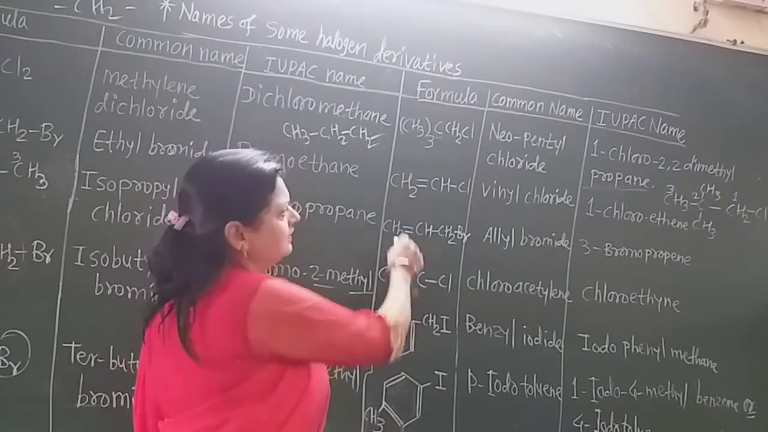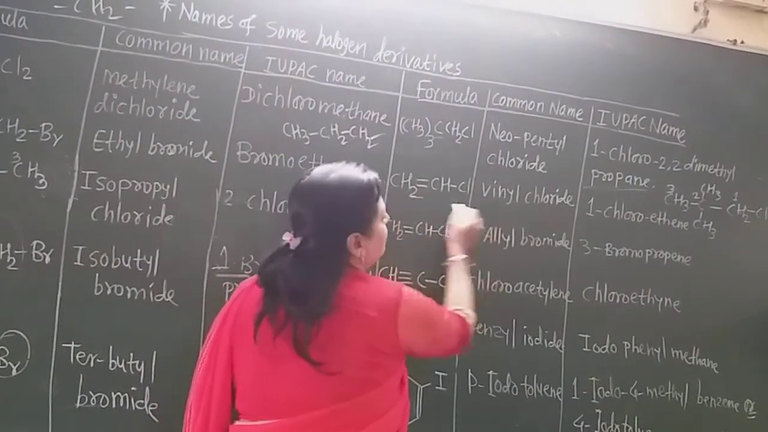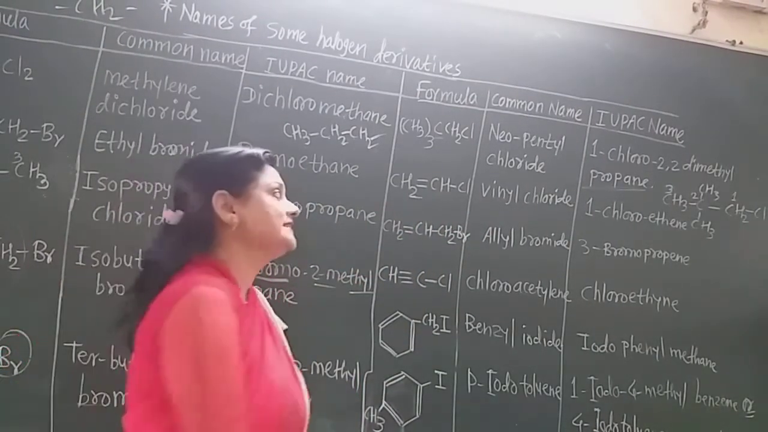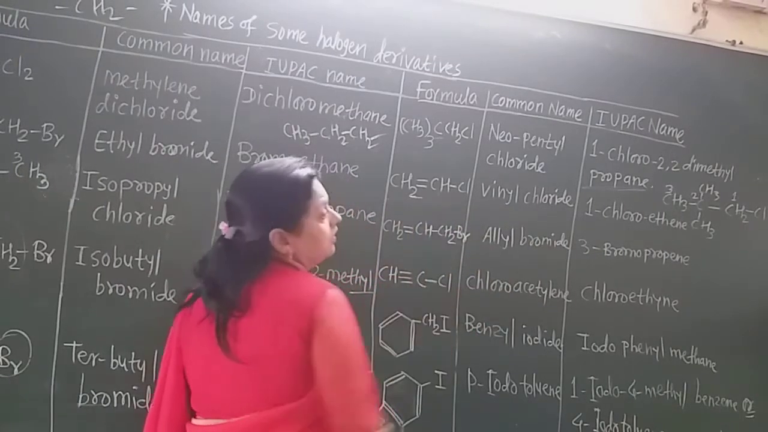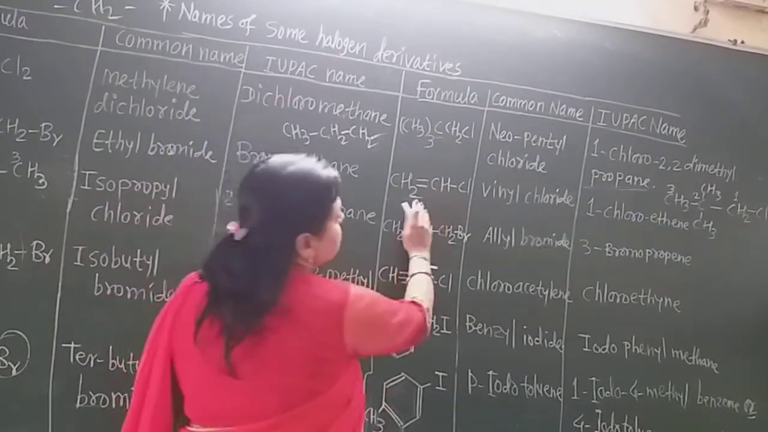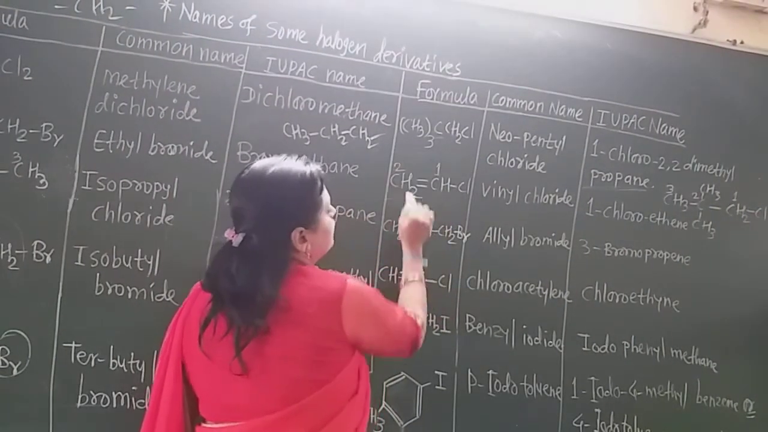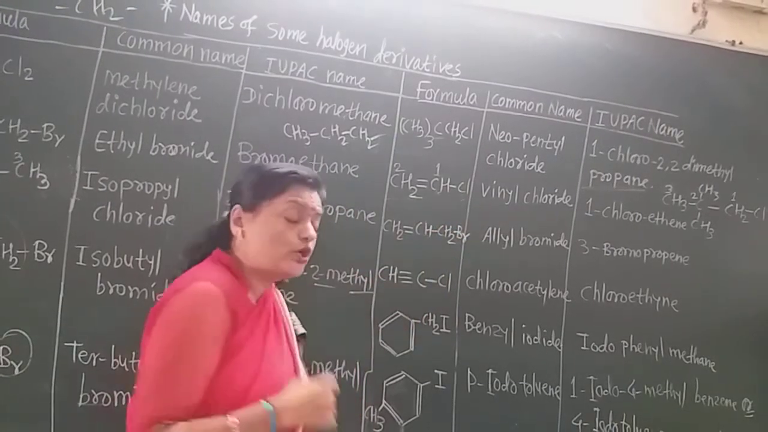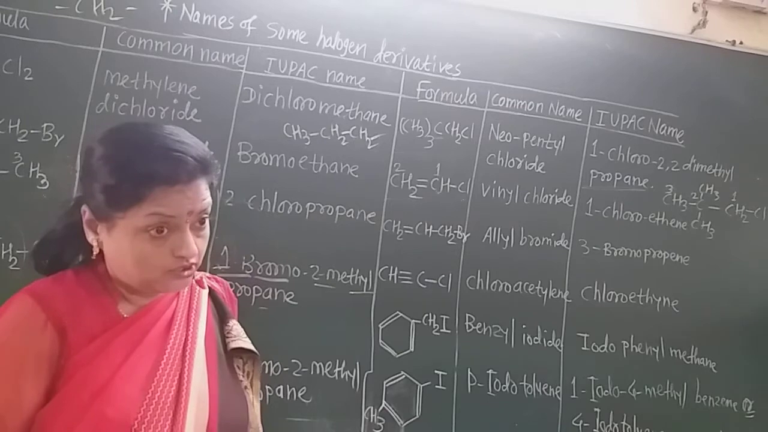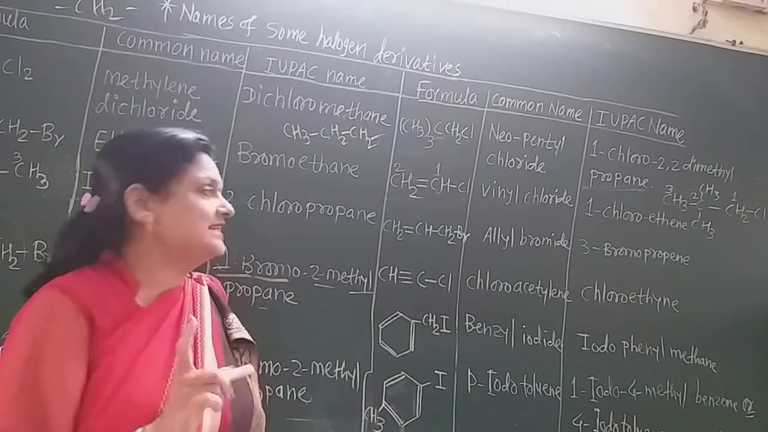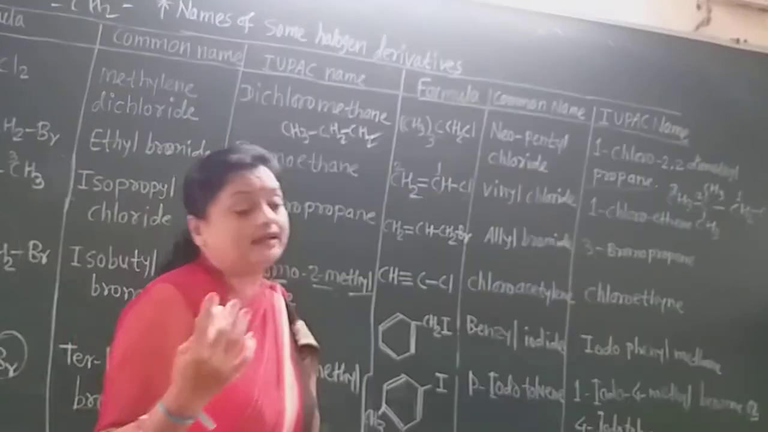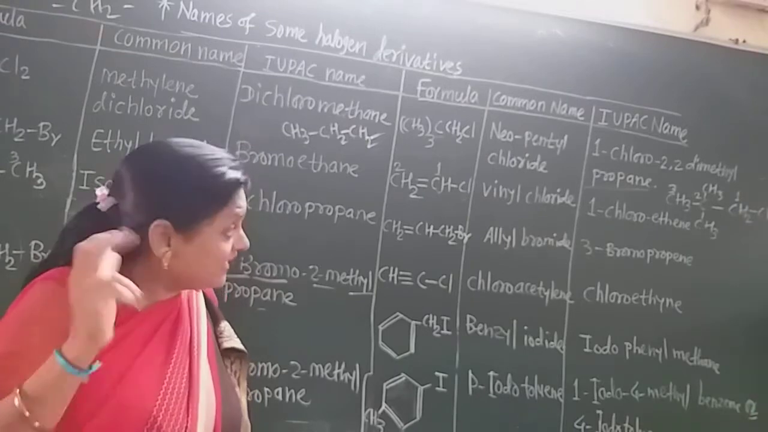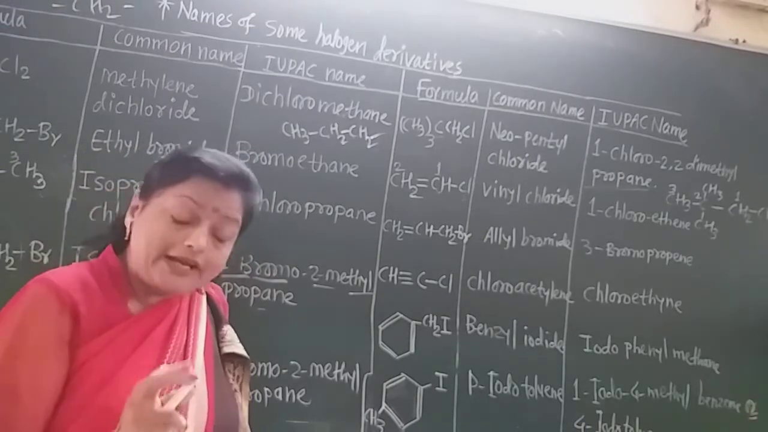Now the next one. As we know, in the vinyl halide, the halogen is directly attached to the carbon containing the double bond. So it is vinyl chloride. This is the vinyl group. But the IUPAC name is, this is 1 and 2. Though the double bond is there, here is the chlorine. So give the numbering from this side. So it is 1-chloroethene. Always in the vinyl halides or in the allylic halides, what we do? Always number from the double bond.